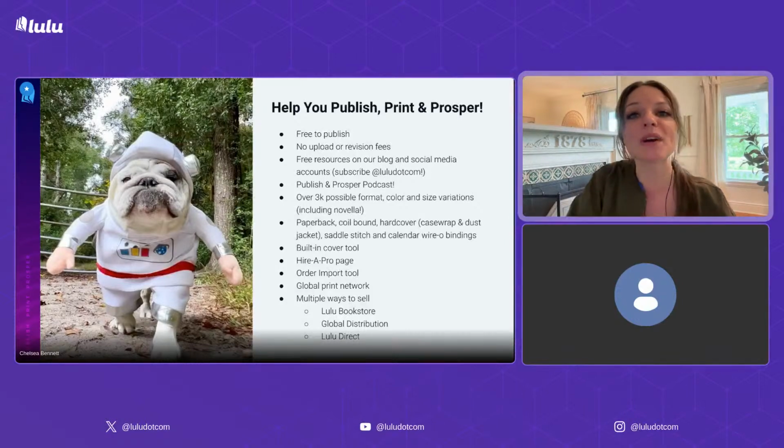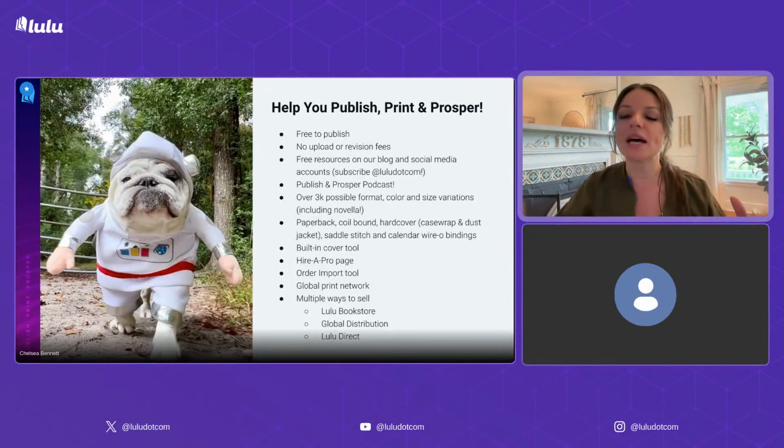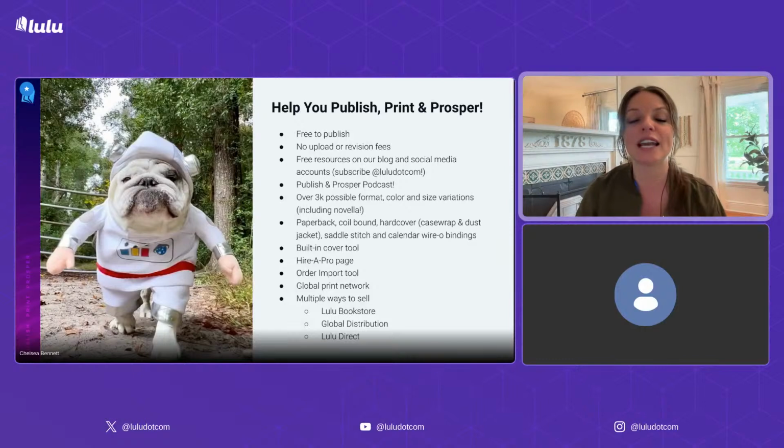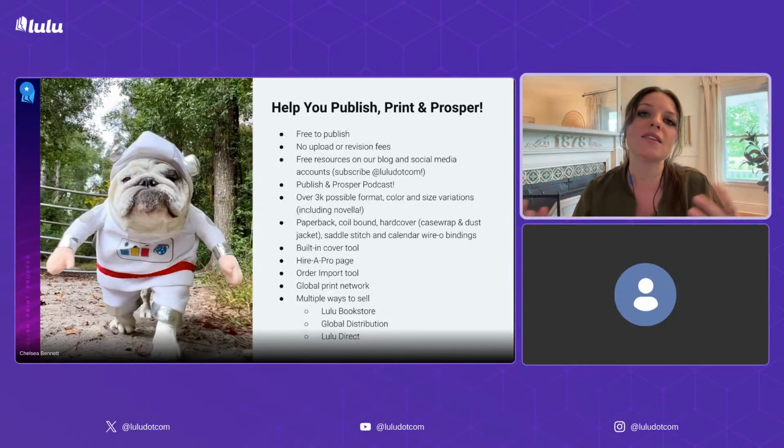And we also have multiple ways to sell. So I will talk about this more in a minute, but we have our Lulu bookstore, which is the best way to just get started, a good entry-level way for you. You can publish to our bookstore. The revenue split there is 80-20. You get 80% of the revenue and Lulu gets 20. We have global distribution as well, so you can put your books on Amazon and Ingram's catalog. And then we have Lulu Direct.